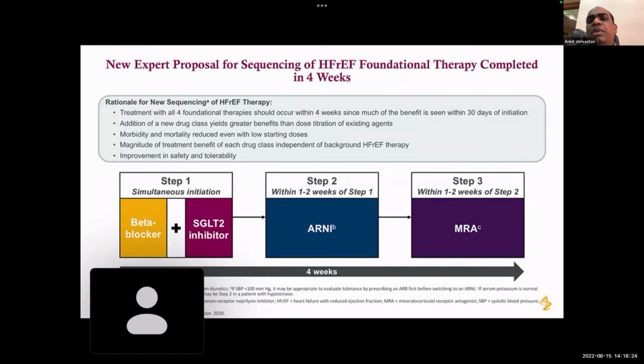So the standard treatment is beta blocker plus SGLT2 inhibitor now, followed by ARNIs, followed by MRAs. So this definitely has changed. The treatment has evolved with time.